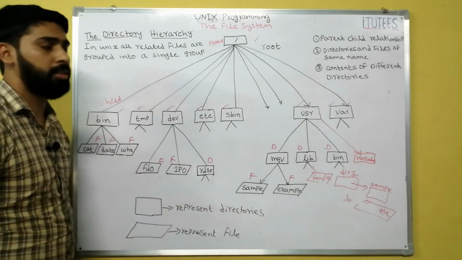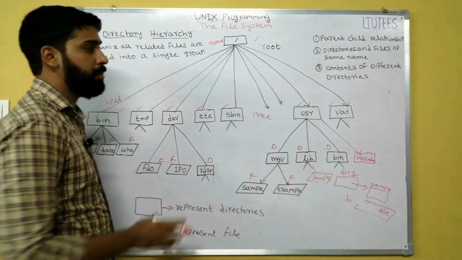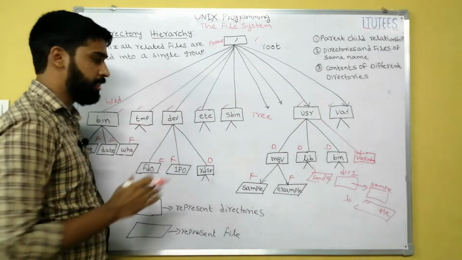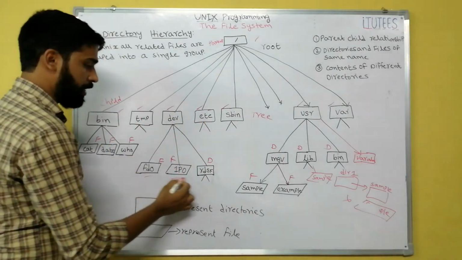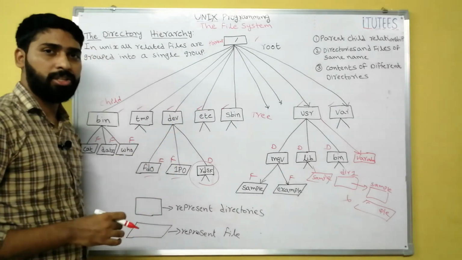If you observe, this is in tree form. Tree form is nothing but this is the root. In this root, all these are the directories. In these directories, there are files and directories. So that means it's a tree structure.